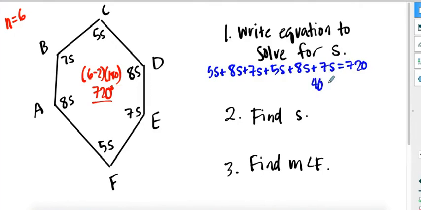Can you guys confirm if you got 40 for that when you added those all up? Did I do that right? I got 40. Yes. Okay, good. Yeah, I got 40. Good. Thank you. So that means S is 18, right?